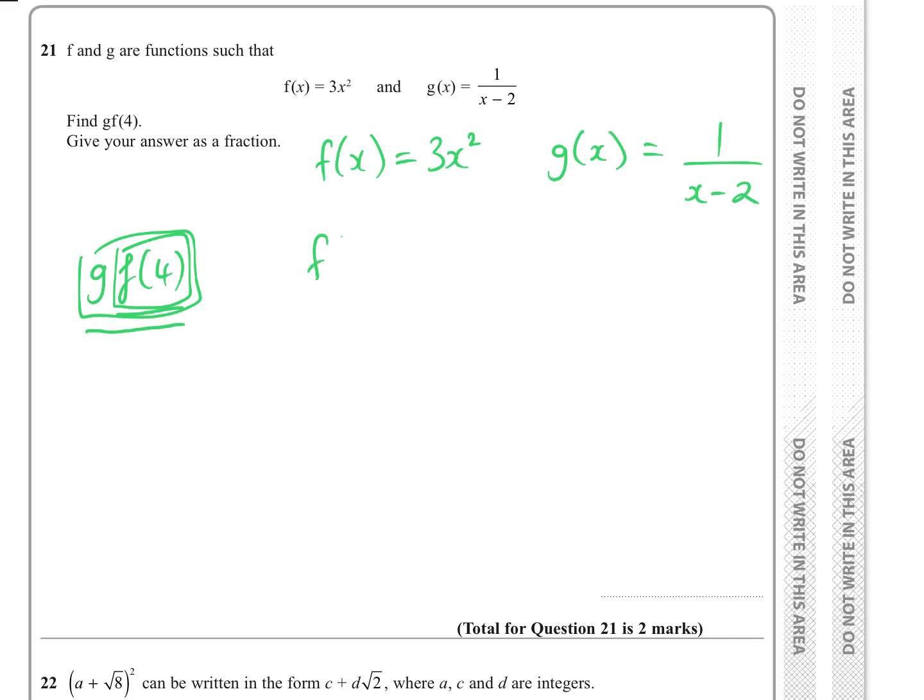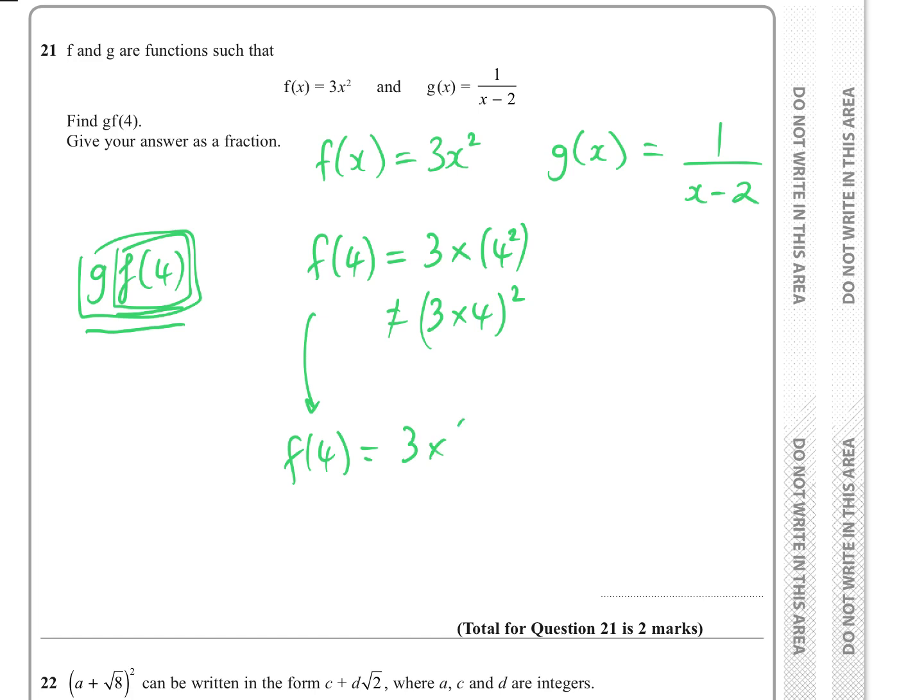So if we do f of 4 first, that will be 3 times 4 squared. What I don't want you to do is think that it's 3 times 4 then squared. So to write f of 4, it's probably better just to say 3 times 4 and then have the square outside, then you won't get confused. So that will give us 3 times 16, and you can use your calculator if you needed to, and that's 48. Now we want g of what that value was. So really we want g of 48.